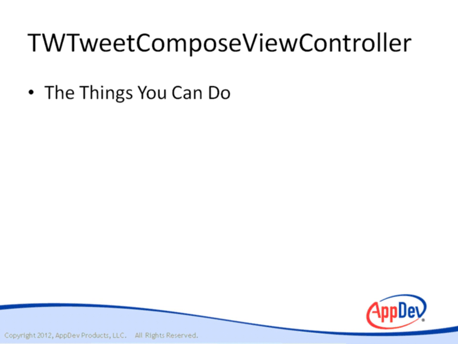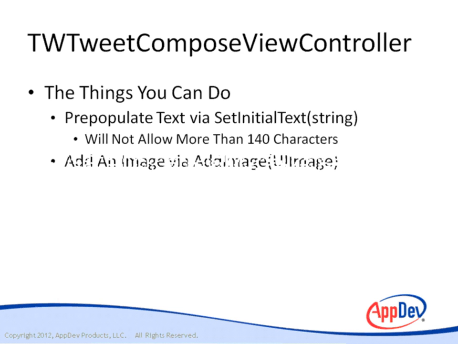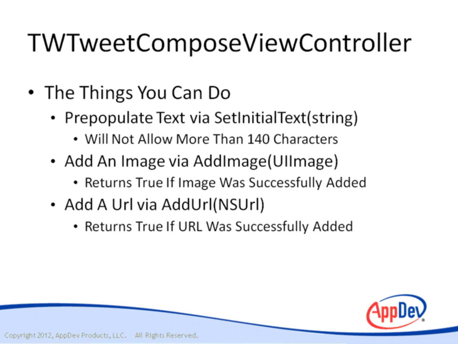Let's talk about some of the things that you can do with the TWTweetComposeViewController. You can pre-populate text via the setInitialString method. This will not allow more than 140 characters. You can also use the addImage method, passing in a UIImage, to add an image to the tweet. This method is going to return true if the image was successfully added. You can also add a URL via the addURL method. Again, this is going to return true if you successfully added the URL to the tweet.